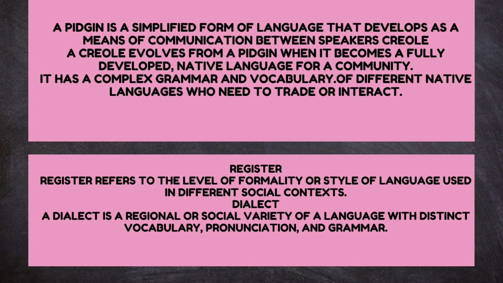So register refers to the level of formality or style of language that is used in different social contexts. And a dialect is a regional or social variety of a language with distinct vocabulary, pronunciation, and grammar, and it is mutually intelligible with other dialects of the same language. For example, there is a key difference between British English and American English. So these concepts highlight language diversity and adaptability in the communication that we do in our daily life, but we do not have any idea about these terms.